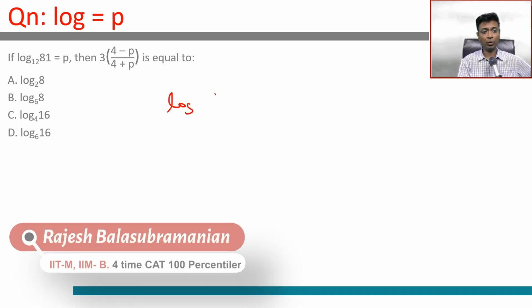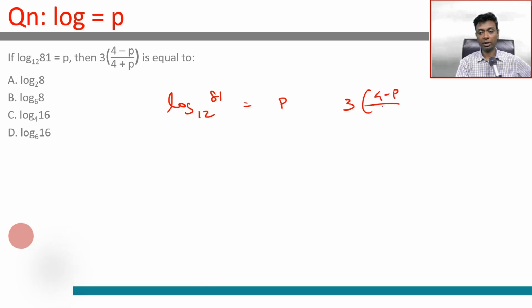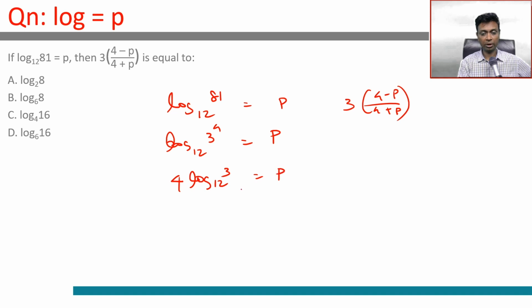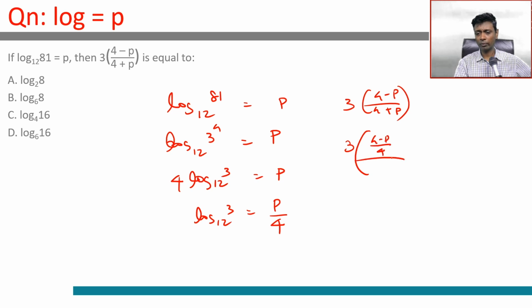So log 81 to the base 12 is p. Then 3 times 4 minus p by 4 plus p is equal to, log 3 to the power 4 base 12 is p. 4 times log 3 to the base 12 is p, or log 3 to the base 12 is p by 4. A big question, because we've got something in terms of p. We can get p in terms of logarithms and then simplify. But this p by 4 is a very interesting number, because this can be written as 3 times 4 minus p by 4 by 4 plus p by 4, or 3 times 1 minus p by 4 by 1 plus p by 4.